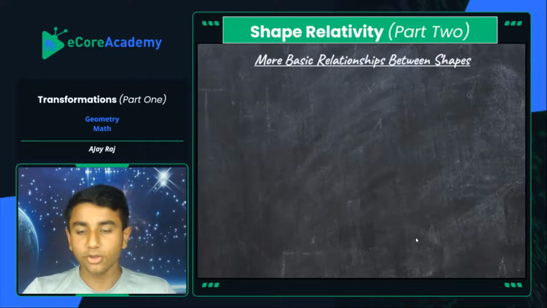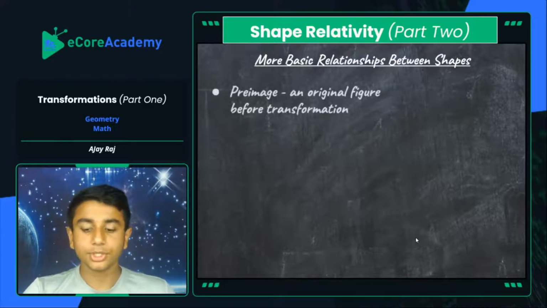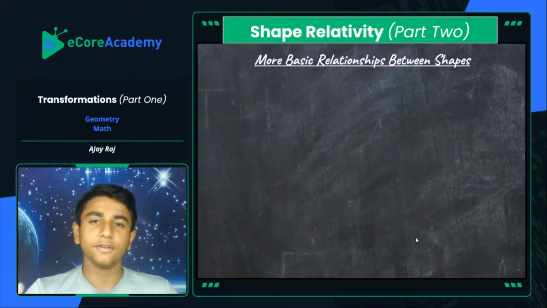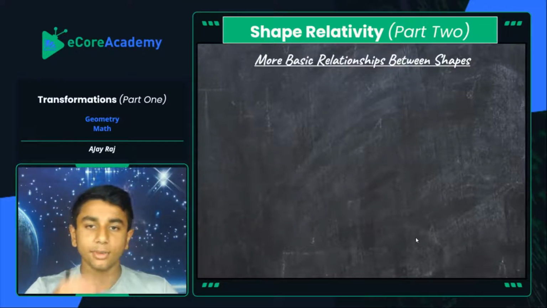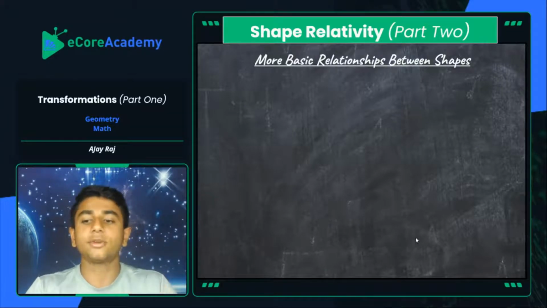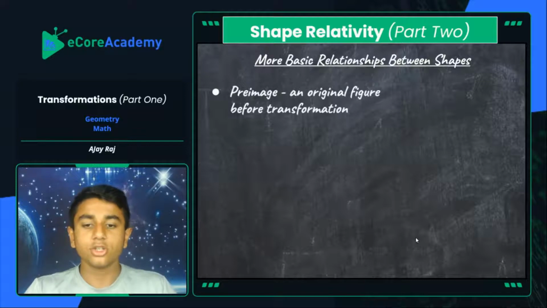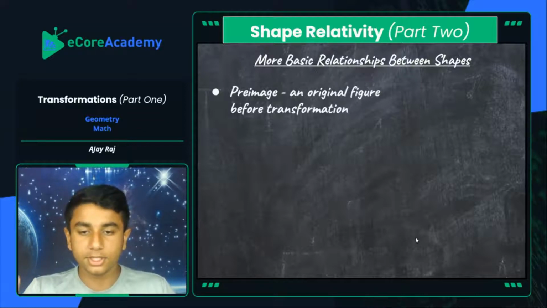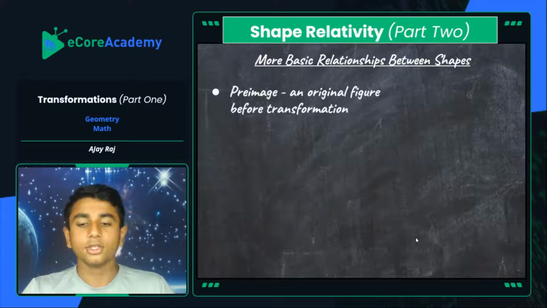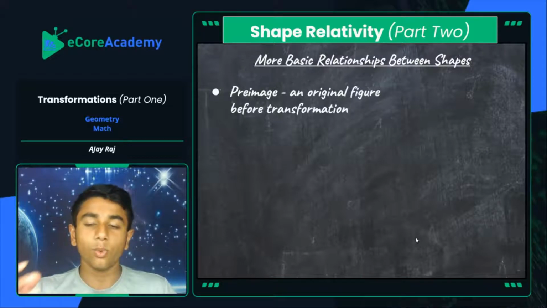So this is part 2 of shape relativity. I'm going to throw a couple more definitions at you that you need to know and get familiar with before we get into the actual process of transformations and what these different types look like. So, more basic relationships between shapes. The first basic definition is the pre-image. Like I said before, a transformation is a one-to-one mapping.